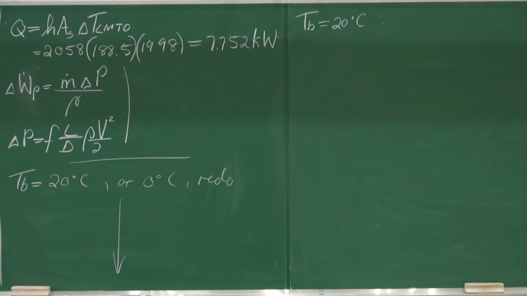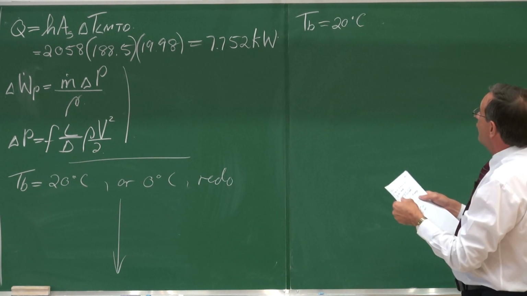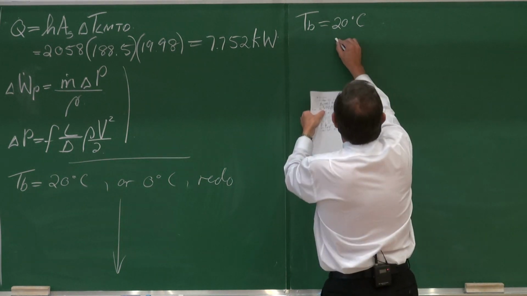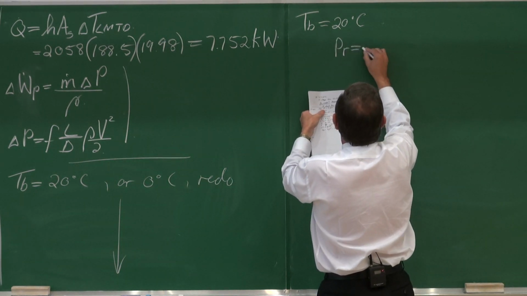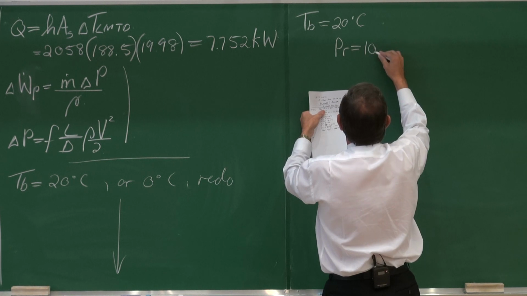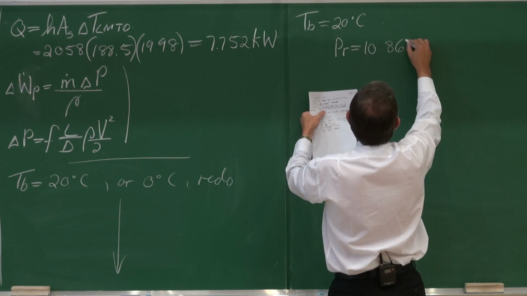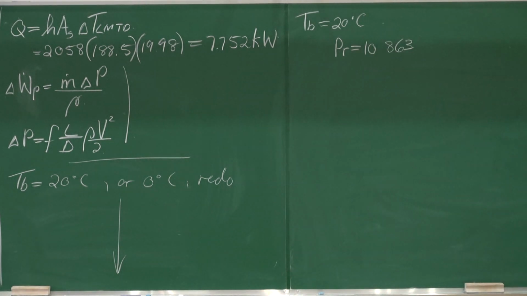Okay. Even with those crazy assumptions. Now, the new Prandtl number is going to be 10,863. Okay, 10,863. Now, do you remember what we've said in terms of the influence of the Prandtl number? What it does with heat diffusion?